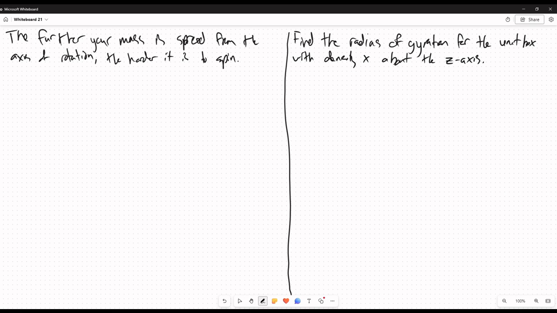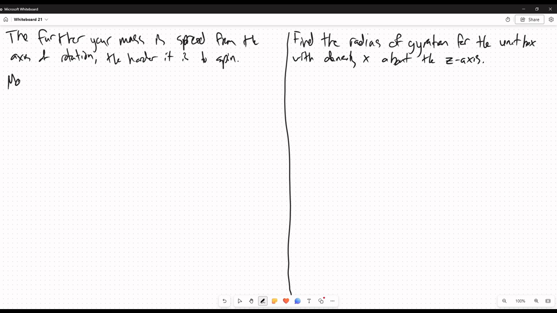And the reason why is because the further your mass is spread from the axis of rotation, the harder it is to spin. So I had her start spinning me while my arms were all spread out, and it was harder to spin, so that when I pulled my arms in, the effort that she'd put to spin me was kind of multiplied a little bit. It was now easier to spin than it was when she started spinning me, so I started going faster. And this idea is going to help us understand the moment of inertia.